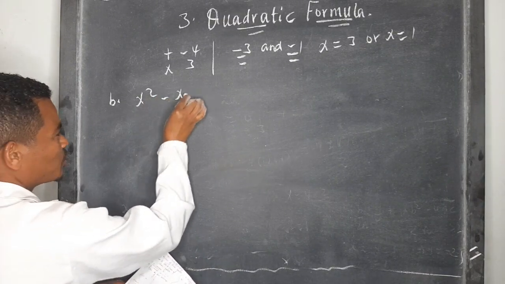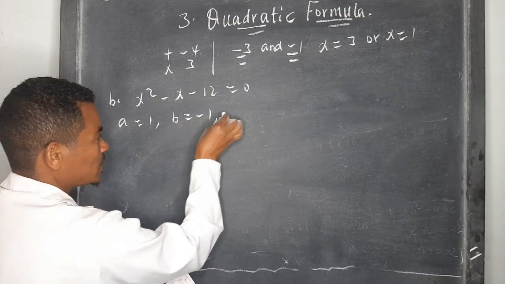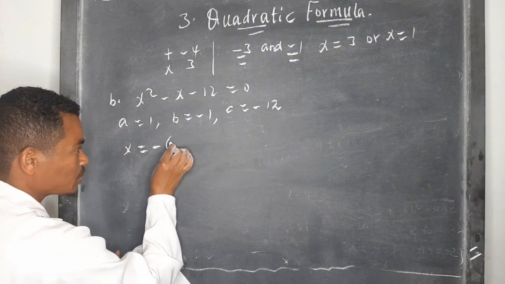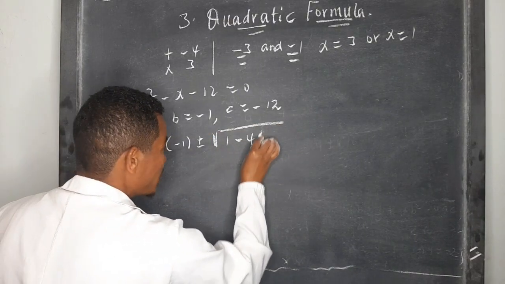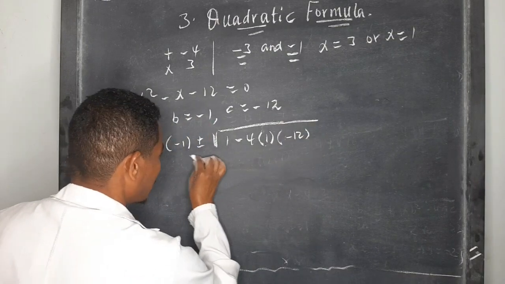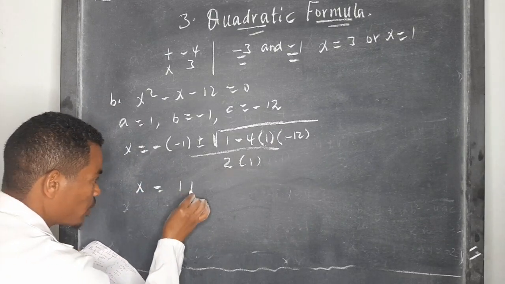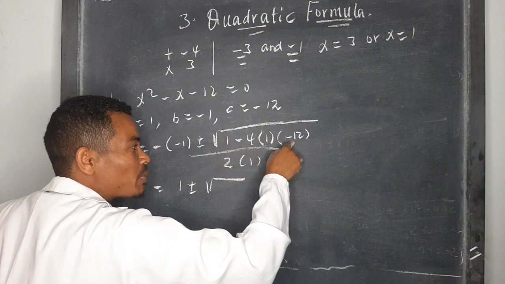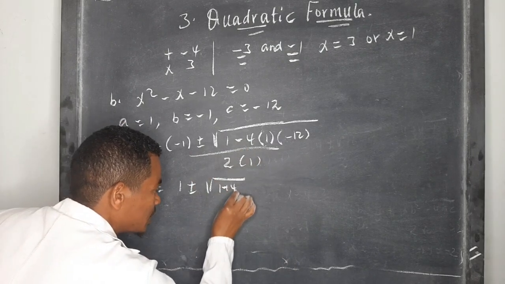Now x square minus x minus 12 is equal to 0. a is 1, b is minus 1, c is minus 12. So x is equal to minus b, that is minus into minus 1, plus or minus square root of b square. Minus 1 square is 1, minus 4, a is 1, c is minus 12, over 2a, 2 into 1. x is equal to negative times negative is positive 1, plus or minus square root of 1 minus 4 times 1 times minus 12. 4 times 1 is 4 times minus 12 is 48, minus times minus is plus, so 1 plus 48 comes.